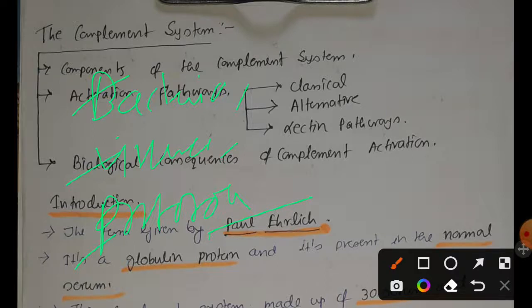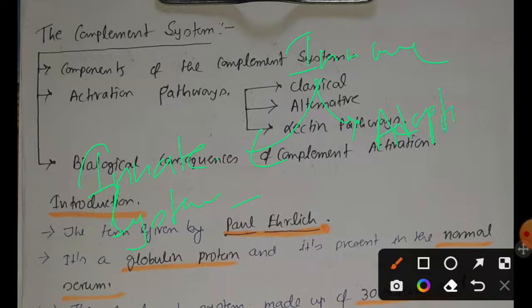Okay, so if we divide our immune system, we will get two types of immune system. One is the innate immune system, and another one is the adaptive or acquired immune system. What do you mean by the term innate immune system? The innate immune system is present by birth in our body. That means it is always present in our body. And the adaptive immune system is the system that we have acquired.